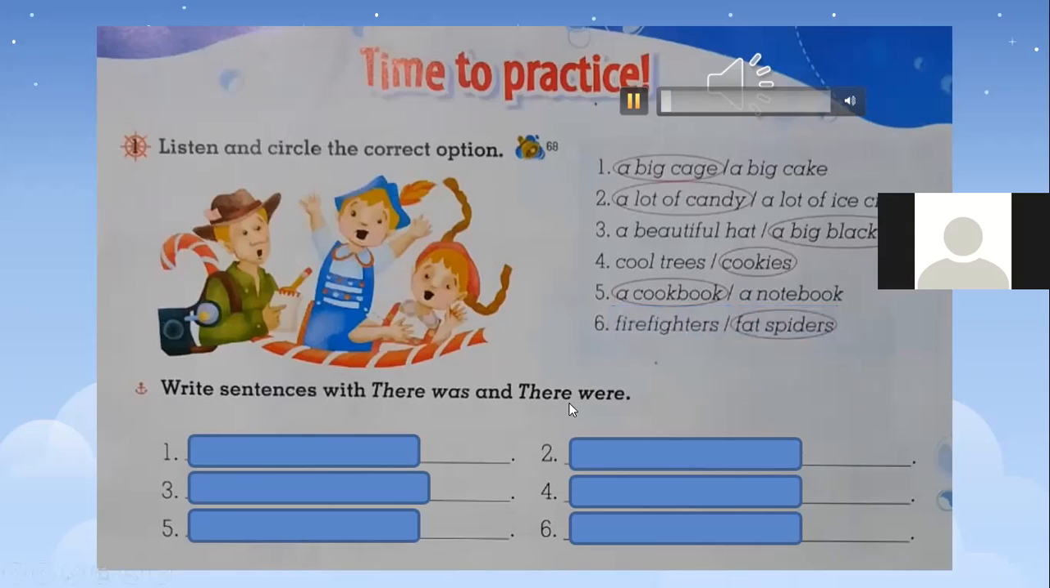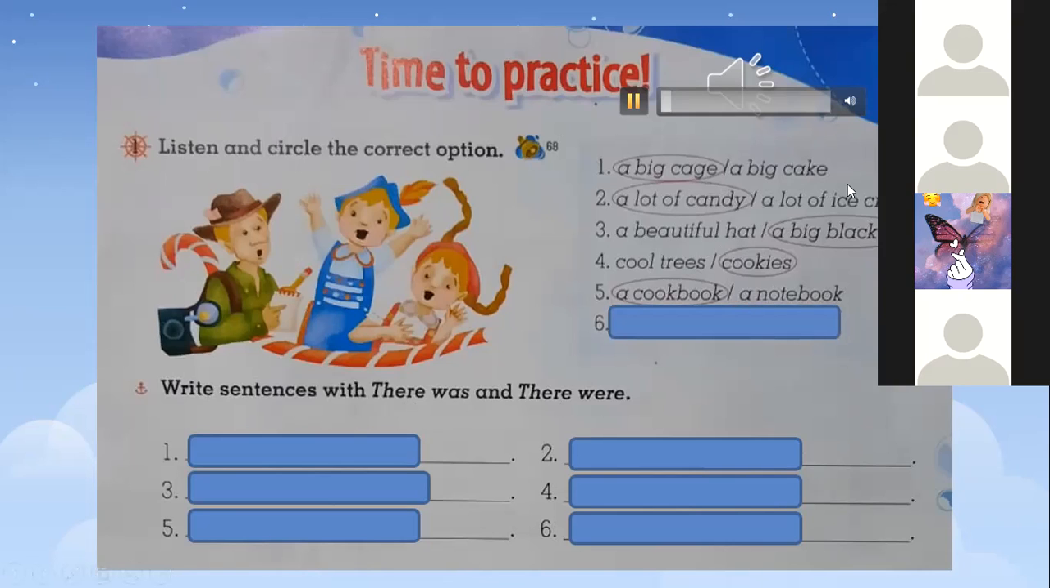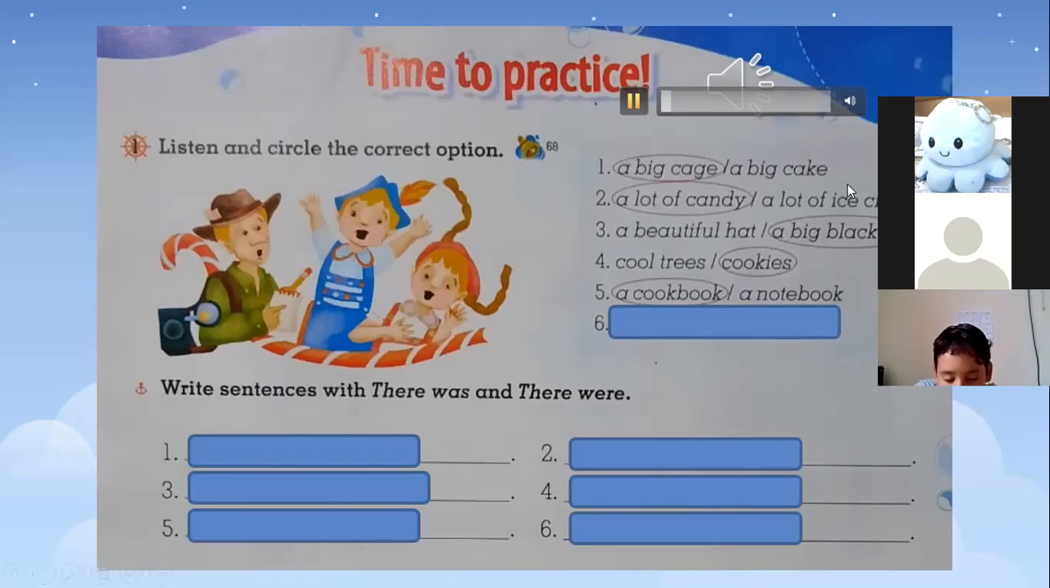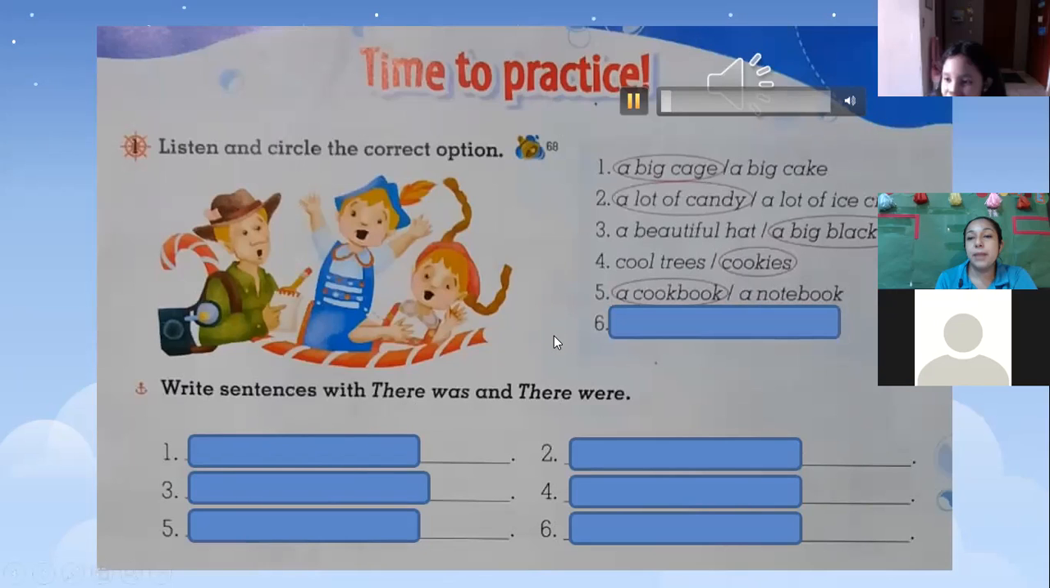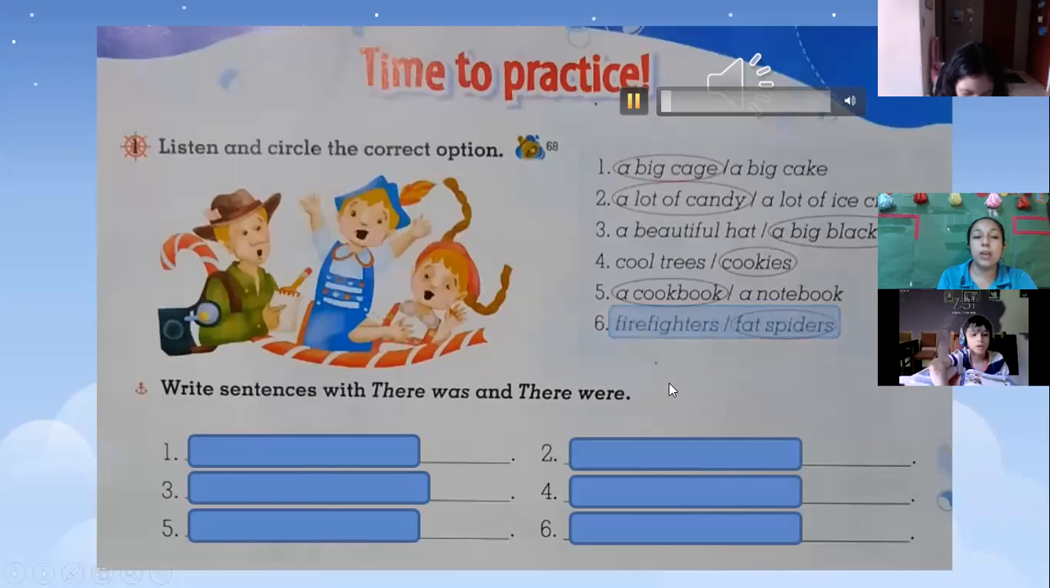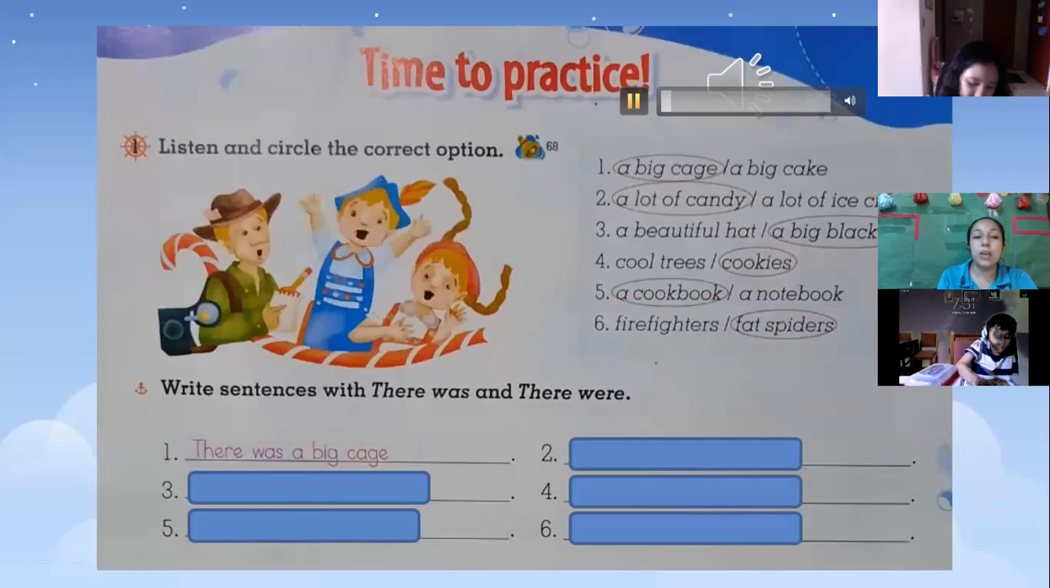Okay, so let's see. Now we write sentences with there was and there were. For example, a big cage. So we talk about only one object or two or more. This is only one. A big cage. This is only one. For that reason, we use there was or there were. A big cage. Okay, there was. So we say there was a big cage. We talk about only one object. We write with there was.